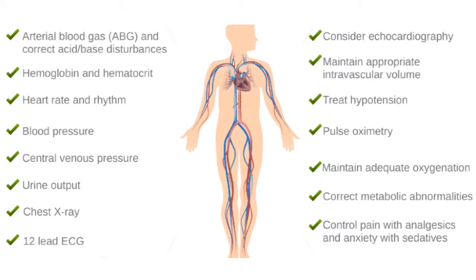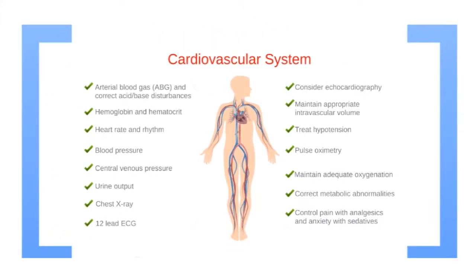Now let's move on to cardiovascular post-resuscitation care. Monitor heart rate and rhythm, blood pressure, urine output, and central venous pressure if available. Lab monitoring should include ABGs, electrolytes, calcium, and glucose. Based on those results, transfuse or correct chemistries as needed. Perform a chest X-ray and 12-lead ECG.